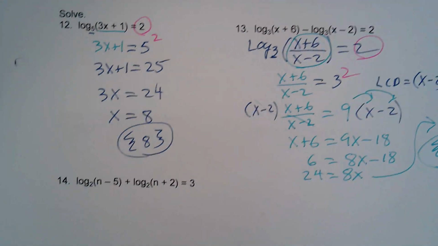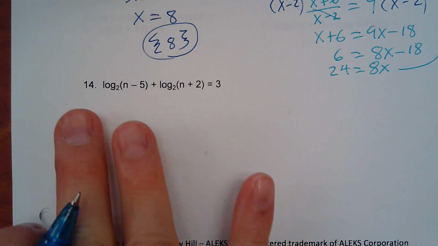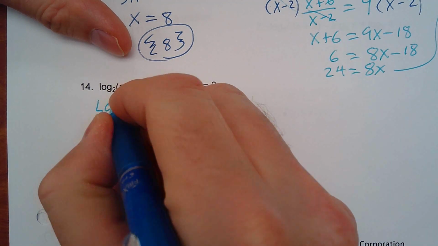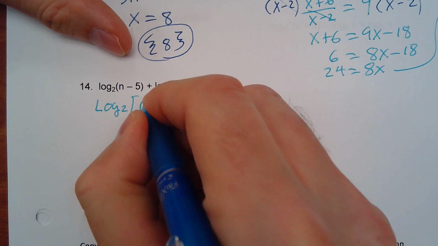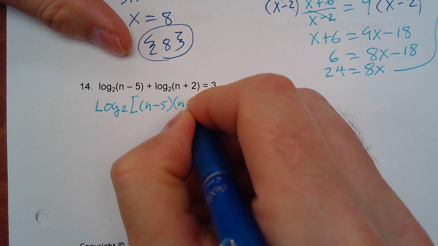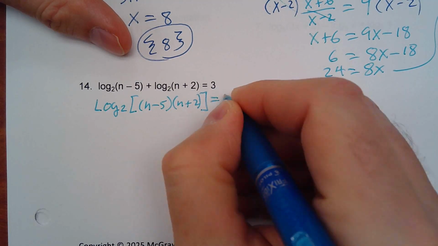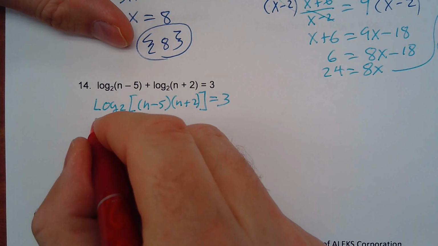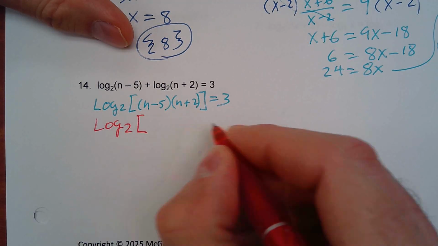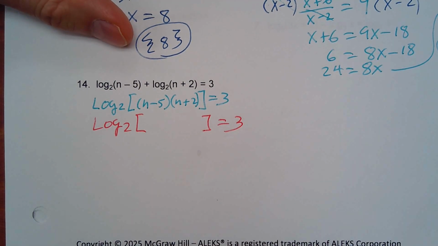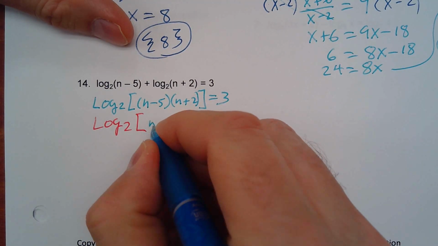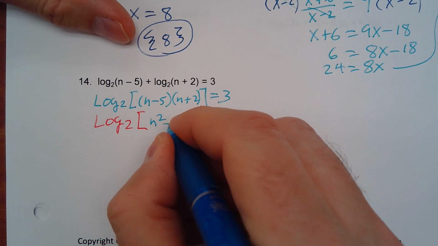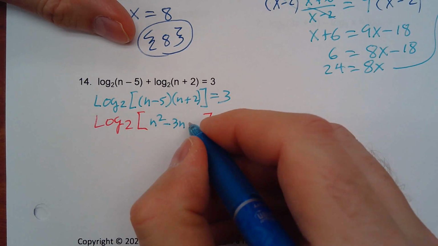Let's try number 14. So again, we've got the same situation. We're going to have logs on one side. So I'm going to have to use my product rule here to put these together. So it'd be n minus 5 times n plus 2. And I'm going to need to FOIL that. So this is log base 2. So we'll get n squared plus 2n minus 5n is negative 3n, and negative 5 times 2 is negative 10.